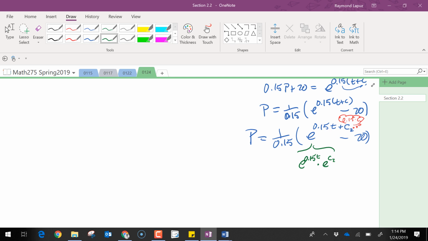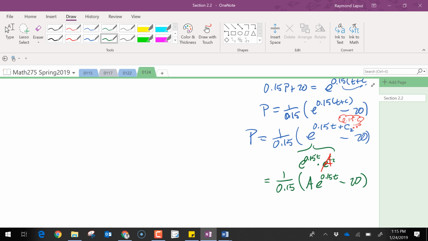And so a lot of times, people just call this another constant. Sometimes they call it A, sometimes they call it P sub 0. We'll call it A. So after playing around with those constants, this is what you'll end up with: 1 over 0.15 times A e to the 0.15 t minus 20. In fact, you can even distribute the 0.15, and then you would have A times 0.15, which is another constant.